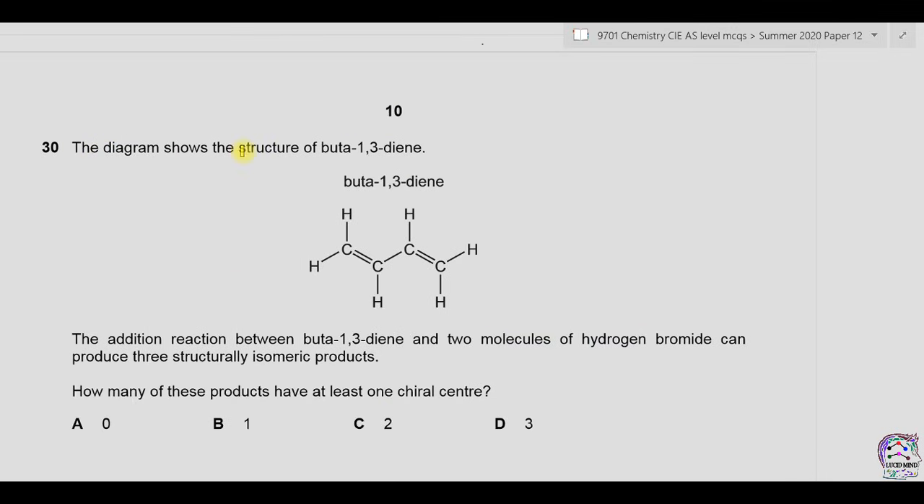Question 30. The diagram shows the structure of but-1,3-diene. This is the structure of but-1,3-diene and we have two double bonds, one on first carbon atom and second on third carbon atom. The addition reaction between but-1,3-diene and two molecules of HBr can produce three structurally isomeric products. How many of these products have at least one chiral center?